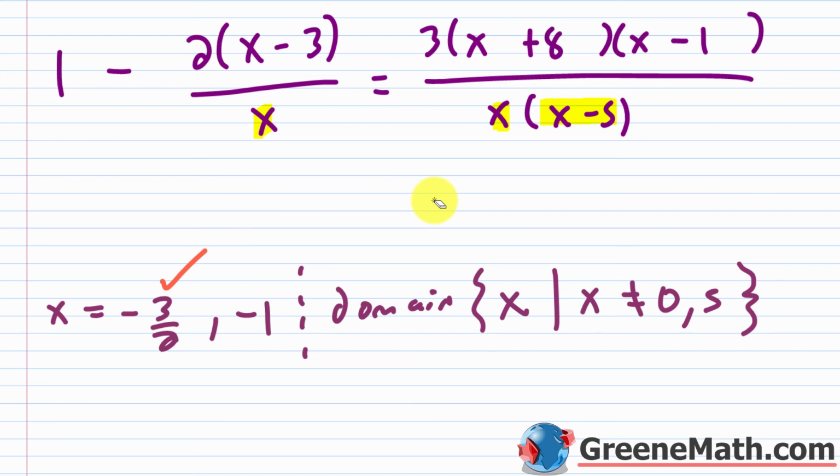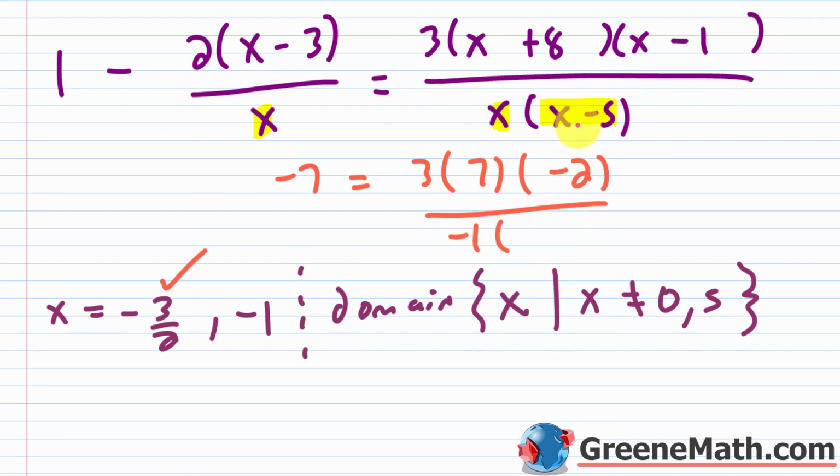Now for negative 1, I think it's a little bit easier. So you have 1 minus, you're going to have 2 times, negative 1 minus 3 is going to be negative 4. This would be over your negative 1. So 2 times negative 4 is negative 8. So you have negative 8 divided by negative 1, which is 8. So 1 minus 8 is going to be negative 7. Now this should be equal to 3 times, you have negative 1 plus 8, that's going to be 7. Then times negative 1 minus 1, that's going to be negative 2. This is over. You have negative 1 times, you have negative 1 minus 5, which is negative 6.